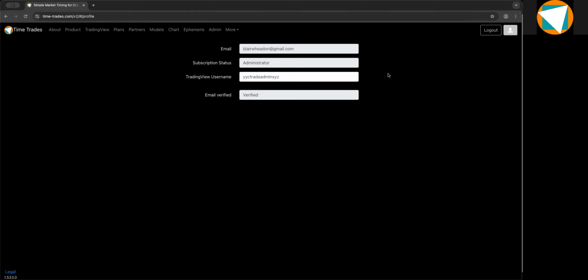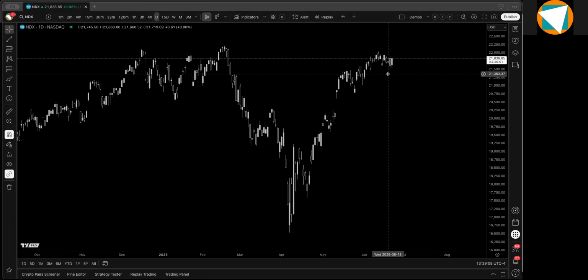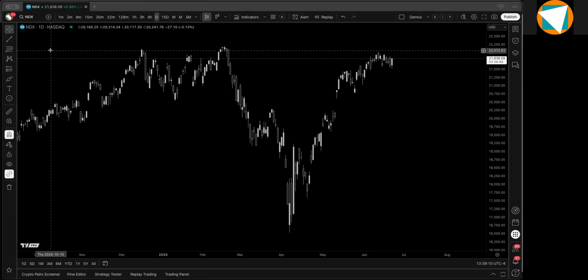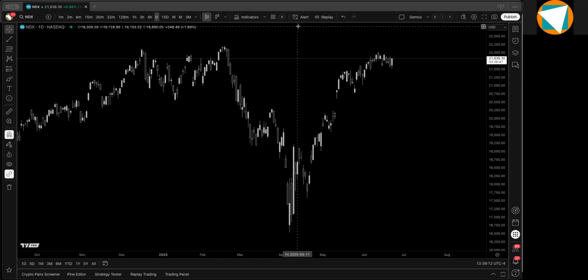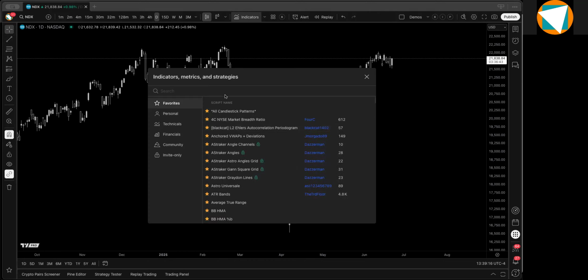Okay, so let's go and take a look at TradingView. I want to share a couple of features in the primary script, the time trade script. After the scripts get provisioned, you should receive an email informing you that yes, the time trade scripts have been successfully provisioned. So let's go and take a look at what that looks like now.